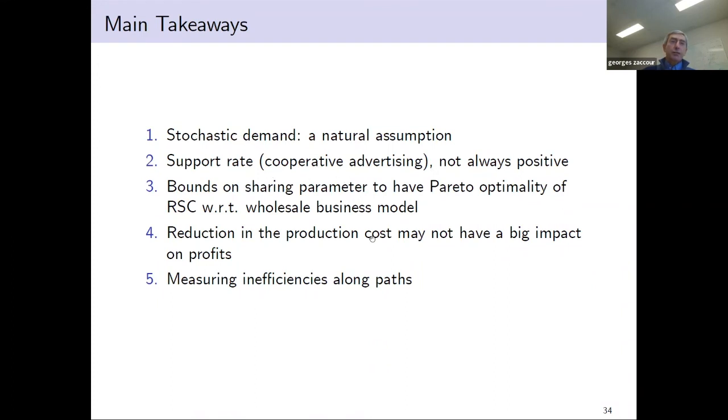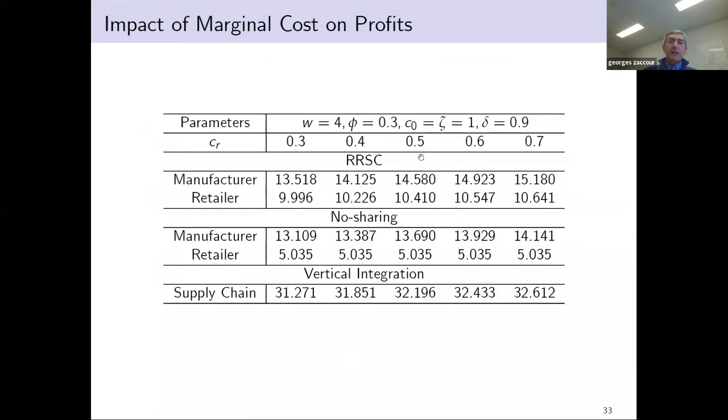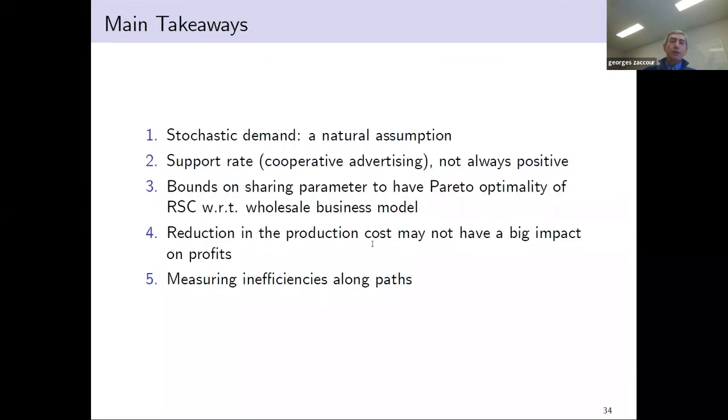I sincerely believe that having a stochastic demand, if you have something long-term, is a natural assumption. What we have discovered here, contrary to the tens, if not a couple of hundreds of papers dealing with cooperative advertising, is that the support rate may be zero. It's not always positive. There are bounds on the sharing parameter in order to have Pareto optimality of the revenue sharing contract with respect to the wholesale business model. And this gives somehow an idea about the negotiation to take place between the parties when they are implementing a revenue sharing contract.